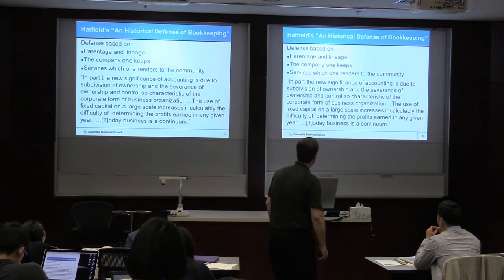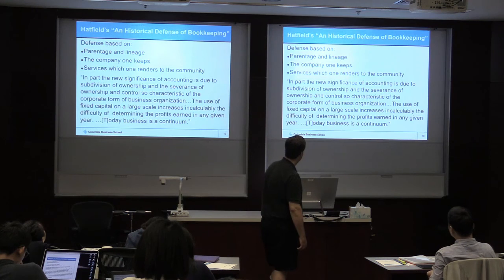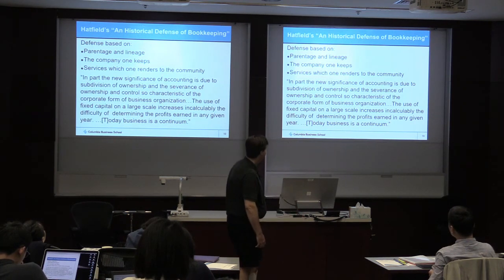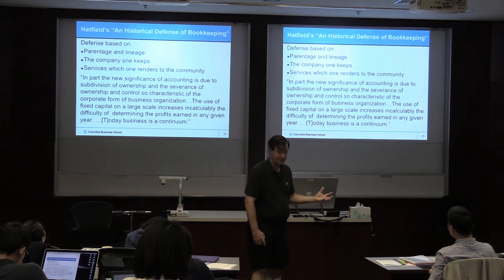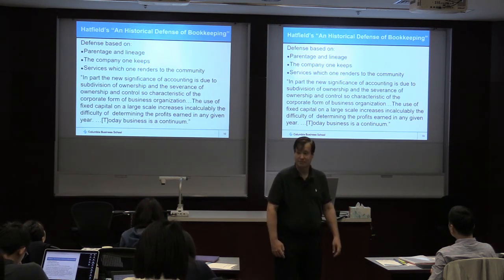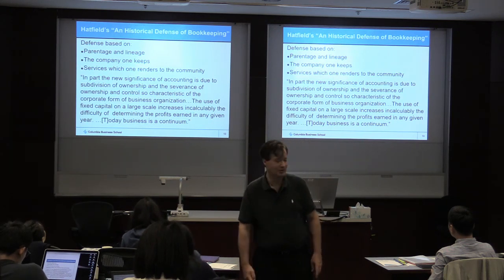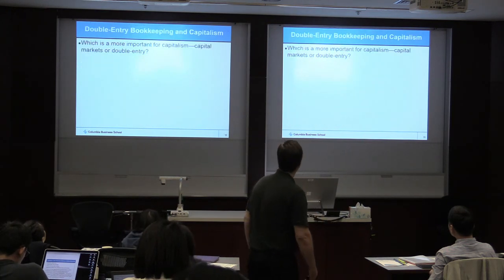In part, the new significance of accounting is due to the subdivision of ownership and the severance of ownership and control. So characteristic of the corporate form of business, the use of fixed capital on a large scale. So we need depreciation charges, right? Things like that really give rise to the importance of periodic performance measurement, right? So that's sort of at the heart, if you will, of double entry.